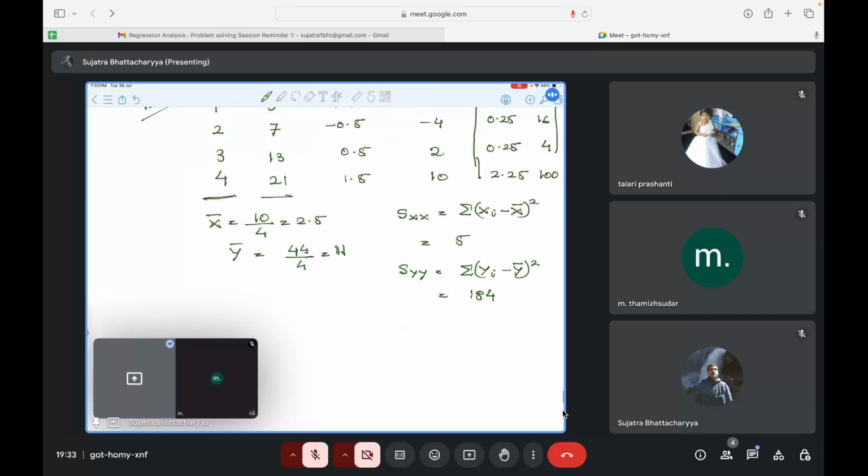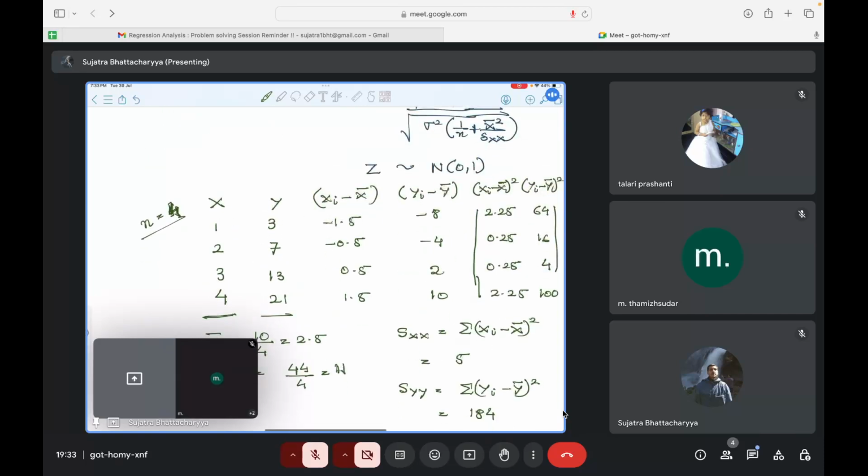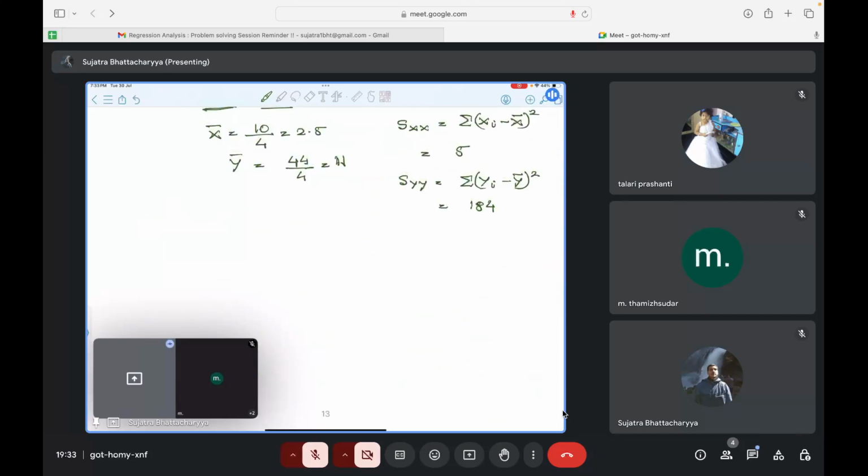Done. So these are done. Now, another thing I require is the multiplication of xi minus x bar and yi minus y bar. So I'm just writing it here: xi minus x bar into yi minus y bar.